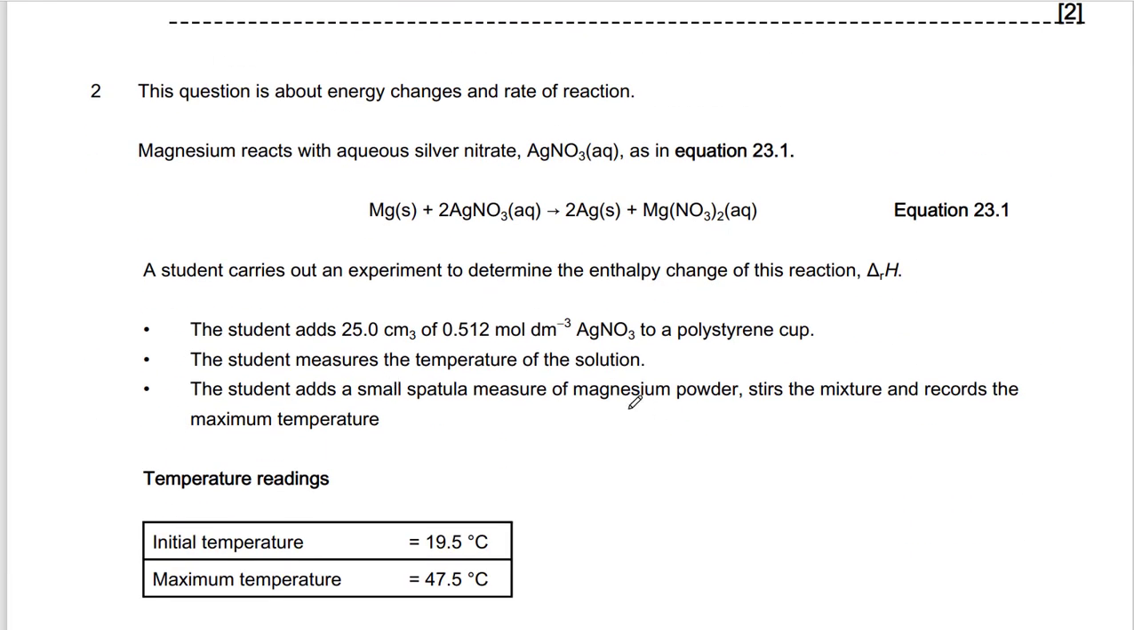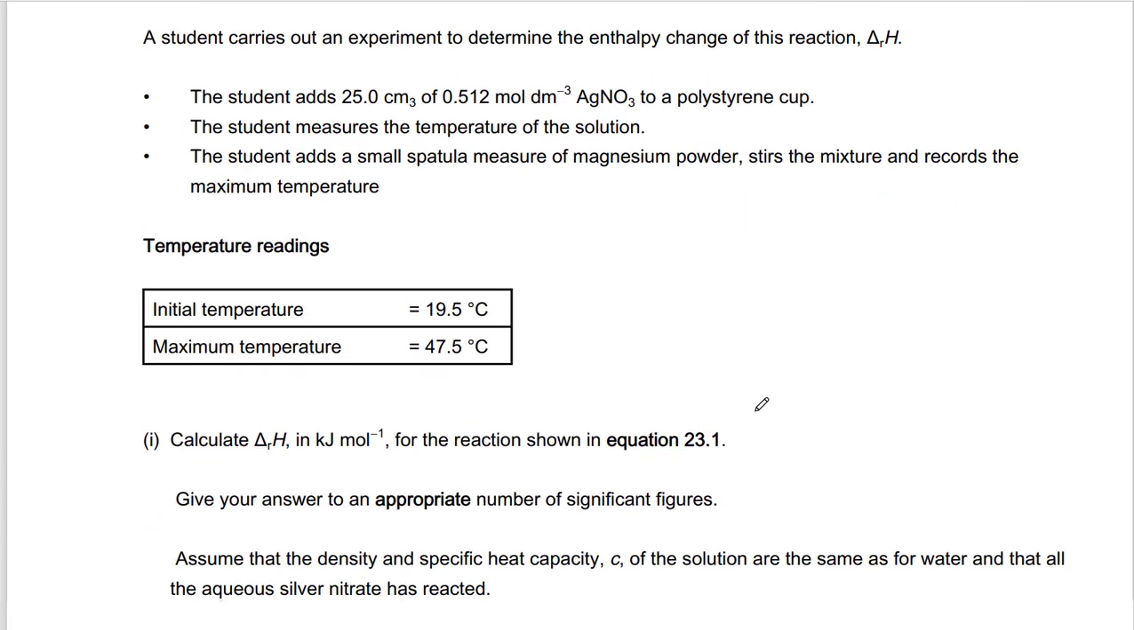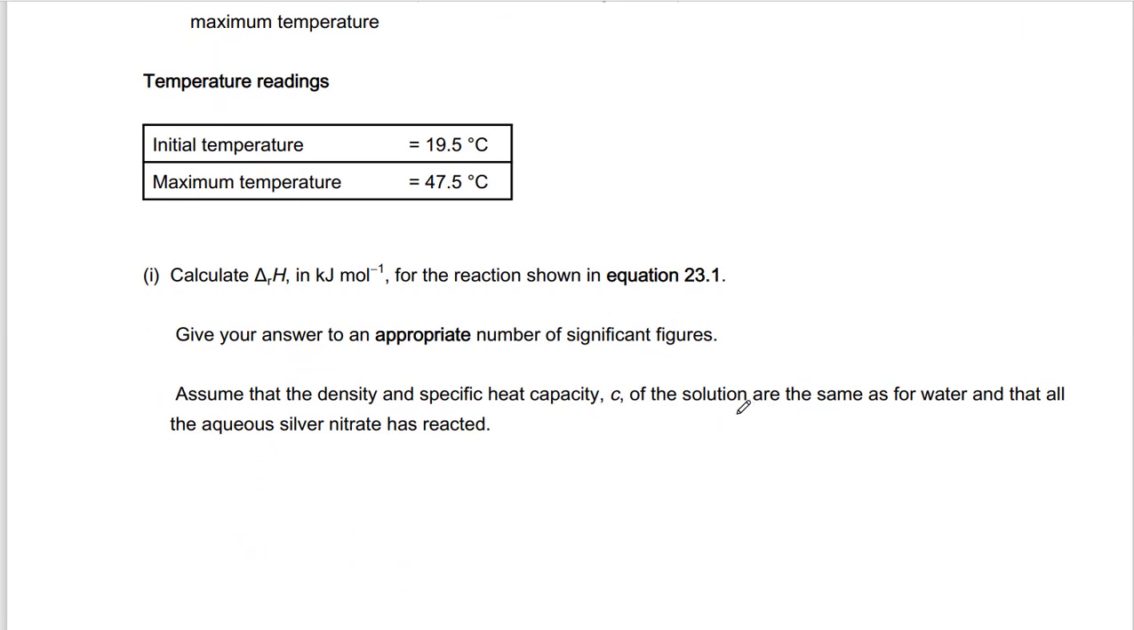Right. I'm going to run through the second one very quickly because it's very similar. I'm not going to go through the whole Q equals mc delta T thing again. I'm just going to plug in the numbers for you because it's very straightforward. So they've added some magnesium to some silver nitrate, measured the temperature change. Now, we're still using Q equals mc delta T, okay?